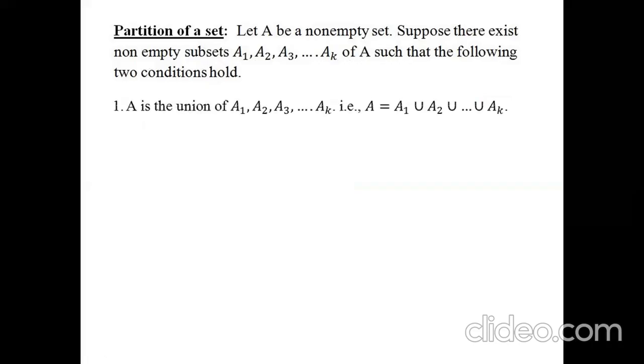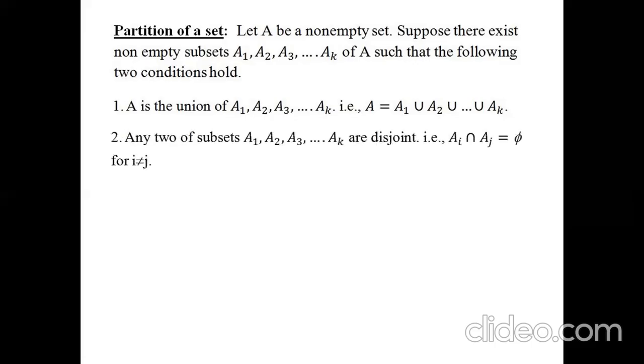Conditions: first one, A is the union of A1, A2, A3, etc. up to AK. That is, A equals A1 union A2 union, etc. up to AK. So when you combine all those non-empty subsets, when you take the union of all those non-empty subsets A1 to AK, you should get back A.